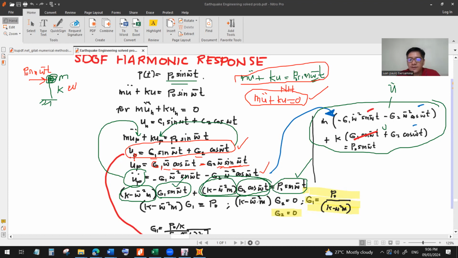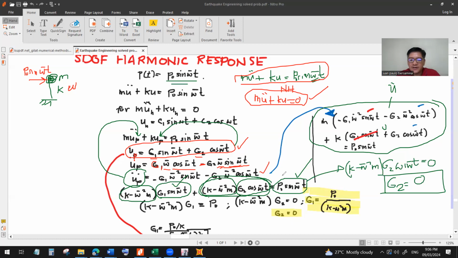So, if we rewrite that, you have k minus omega bar square m, and then G2 cosine omega bar t is equal to 0. Therefore, G2 is equal to 0. Okay? So that's your first arbitrary constant.